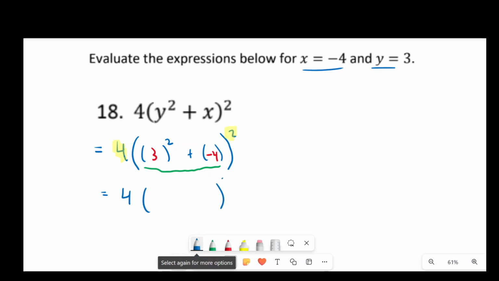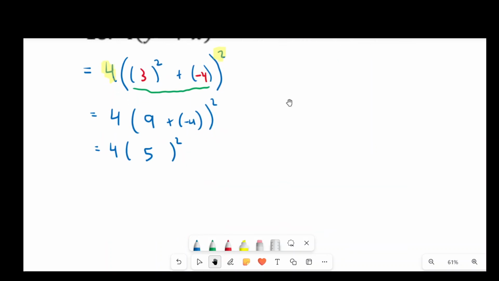I'm still writing 4 bracket something and then squaring the bracket. Inside the bracket, I've got little brackets, but there's no math inside of them. Then I have an exponent, so 3 squared is 9. And then 9 plus -4. I'm still going to deal with the bracket. 9 plus a negative just means 9 subtract. So 9 minus 4 is 5. Now the bracket has been completely evaluated, and I can say, okay, I've finished the bracket.